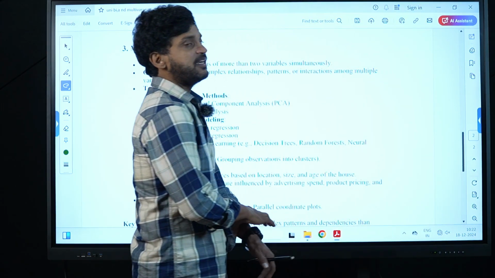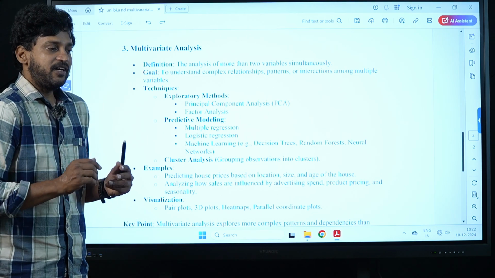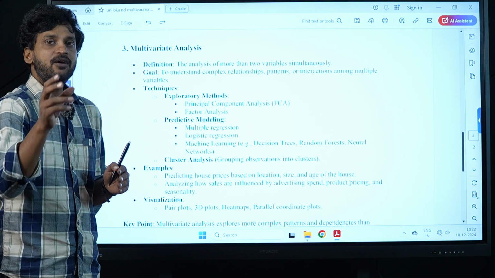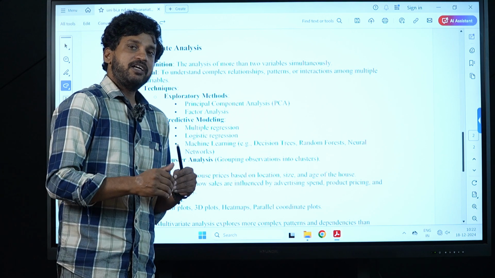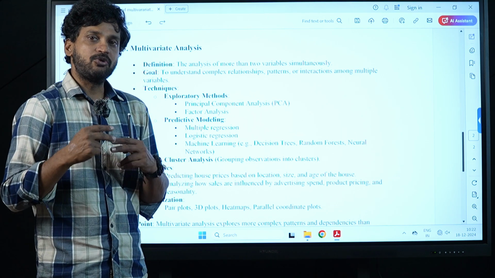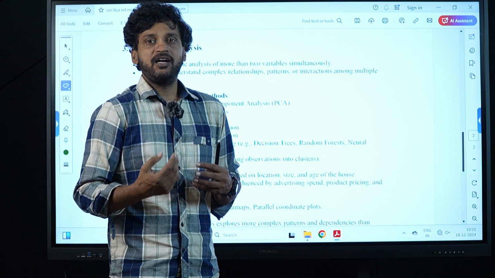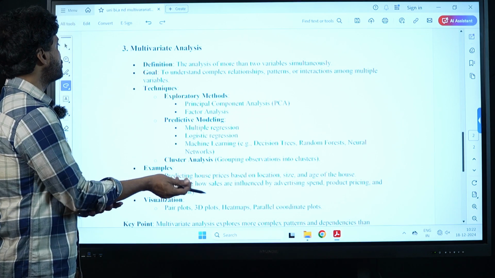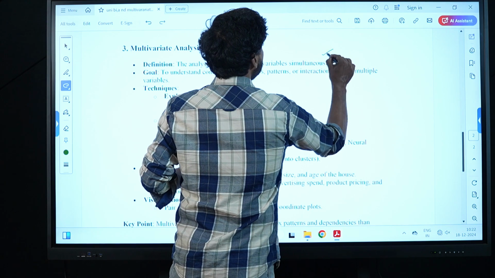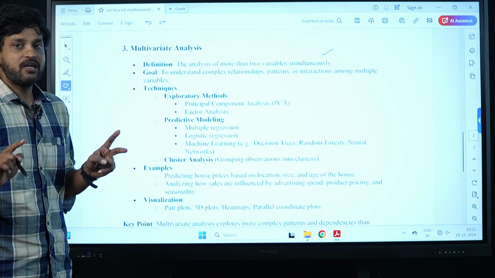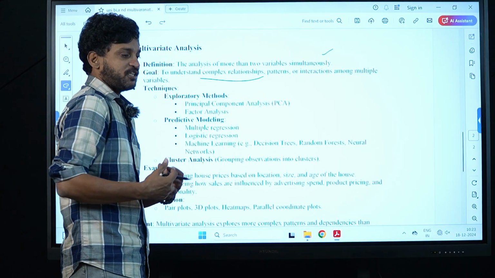Multivariate analysis. What is multivariate analysis? As the name suggests, multivariate analysis is going to identify the relationship between more than two variables. It is not just two variables. In univariate, we take a single variable. In bivariate, we take two variables. In multivariate, we are going to take many variables and identify the relationship among those variables. The definition is the analysis of more than two variables simultaneously. We are going to analyze the relationship between more than two variables simultaneously. And the goal is to understand the complex relationships in a data set.